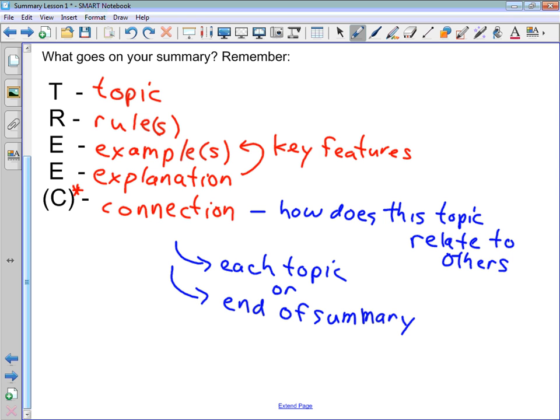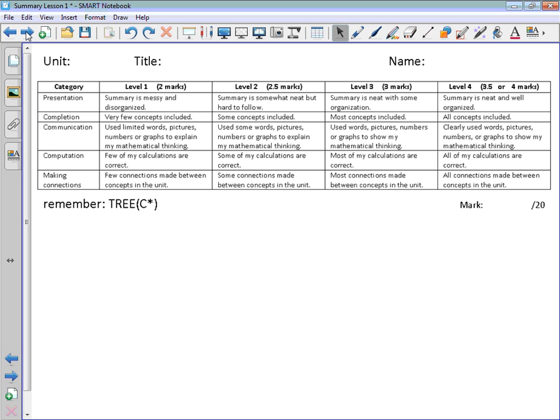Okay? So to show you a little bit more clearly what I mean, let's go through and do our Unit 1 summary. So this is what the template page would look like here. Obviously, the first thing that you're going to fill in is your name.